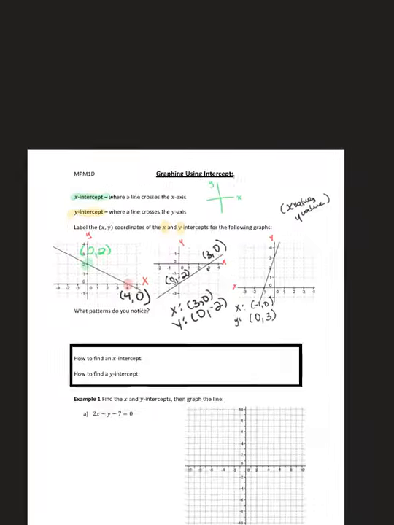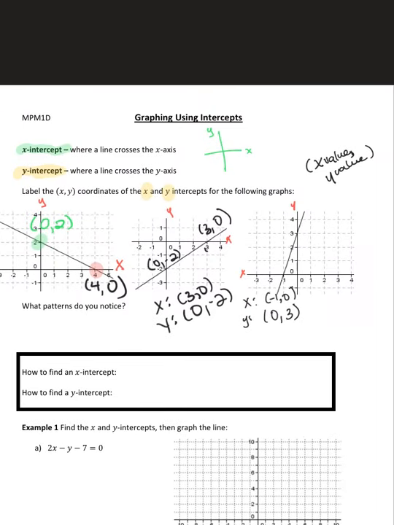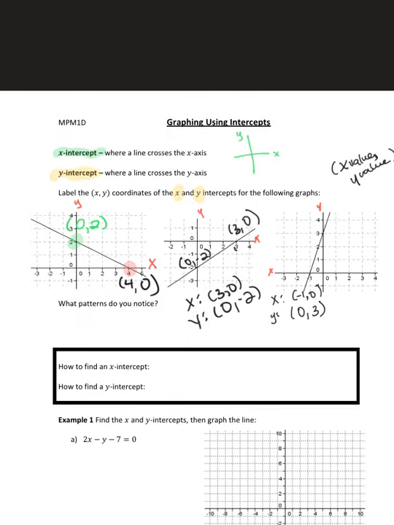So let's just zoom out for a second here so that we can see all of our x and y coordinates. What do you notice about your x-intercept? What pattern do you notice? One of the things that you may have said is that with my x-intercept, I always have a value for my x, and y is always 0.